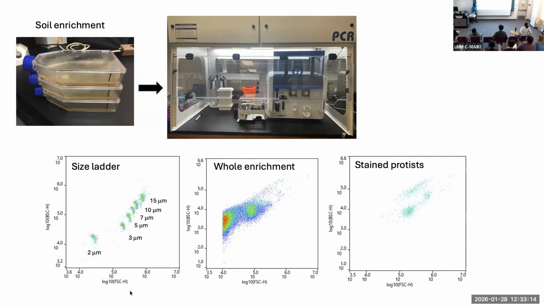We have standards for size from 2 microns to 15. Here you can see how the whole enrichment looks when we add it, the distribution of sizes, overlaid with this. But to separate the protists, we stain them with MitoTracker and LysoView to label the mitochondria and also the lysosomes. Based on that, we can separate the populations of protists because we're using fluorescence activated cell sorting.